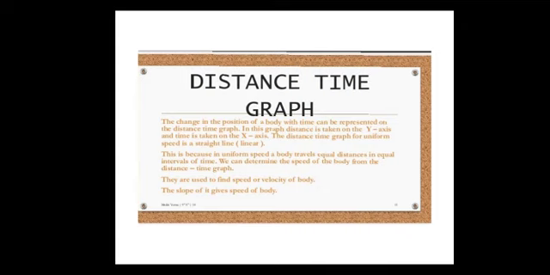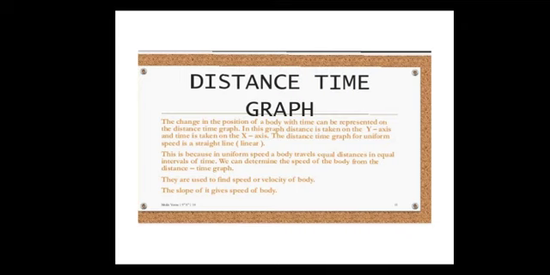So students, the change in position of a body with time can be represented as a distance time graph. In this graph, distance is taken on the y-axis. As I had told you, distance is a dependent variable and it should be plotted on the y-axis, and the time is taken on the x-axis. It is the independent variable and the independent variable is always plotted on the x-axis.